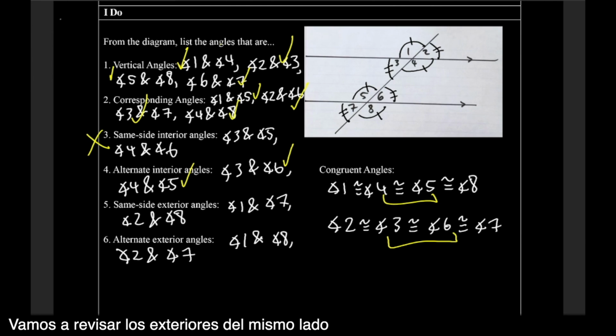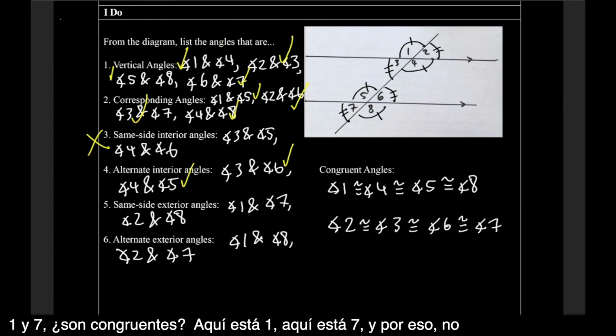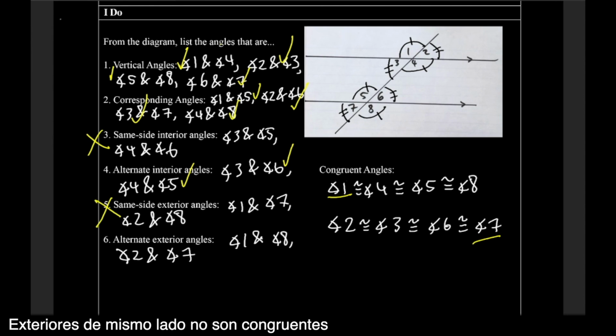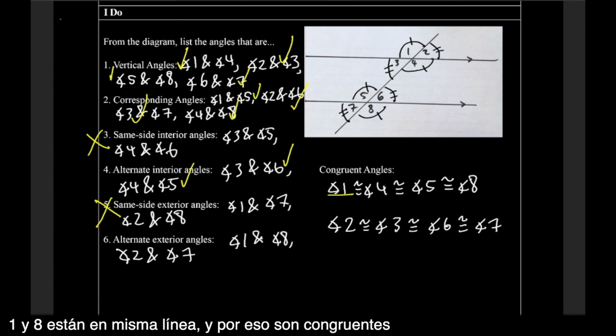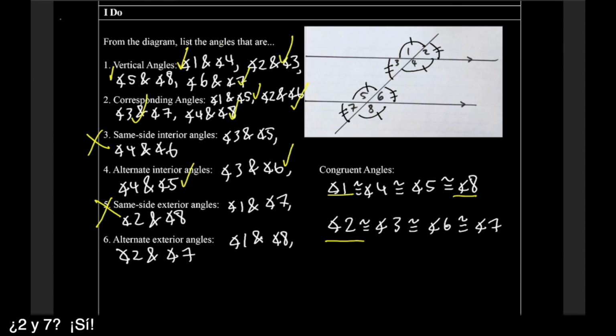Let's look at same side exteriors. So 1 and 7, are they congruent? There's 1, there's 7, so no. Same side exteriors are not. Now the last group that we can look at, alternate exteriors, 1 and 8. There's 1, there's 8, same line, they're congruent. 2 and 7, yep, there we go.